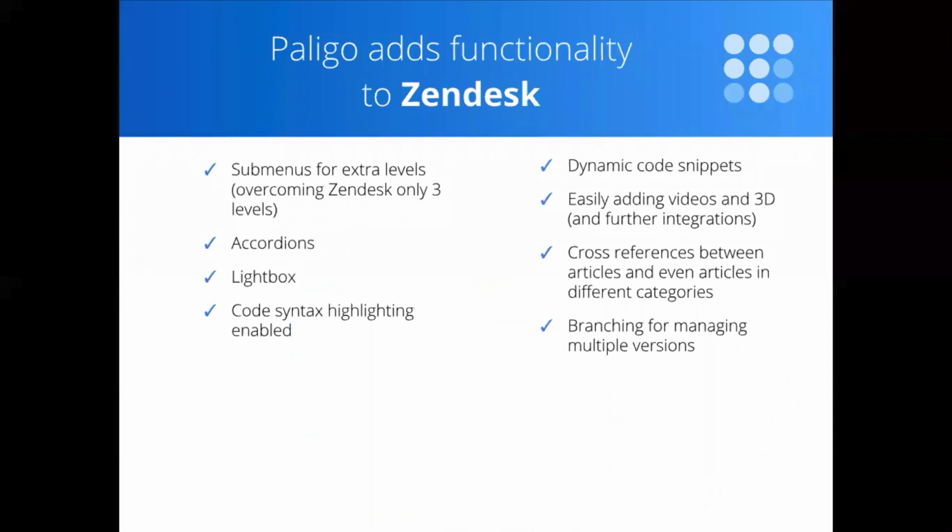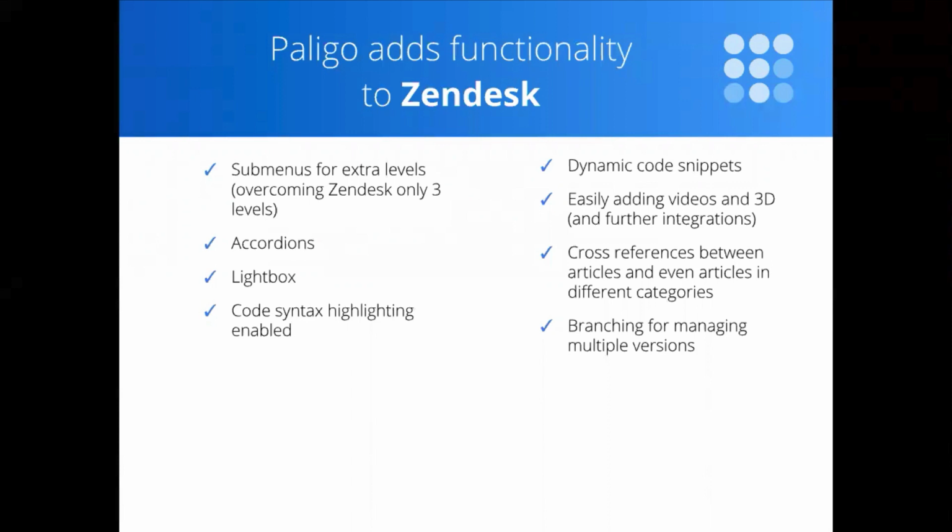So first of all, submenus. If you've got a large page with a lot of subsections in, right, then in some of the themes you can have a submenu, which I'll show you in a second. So you can break that page down and navigate through it. Accordions, drop downs, lightbox. So you can click on an image and it can show as a larger image, and I'll show you. Code syntax highlighting enabled.